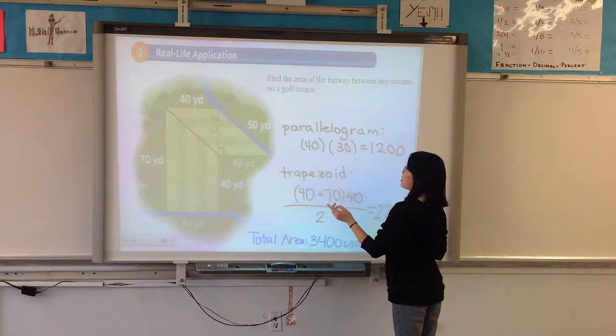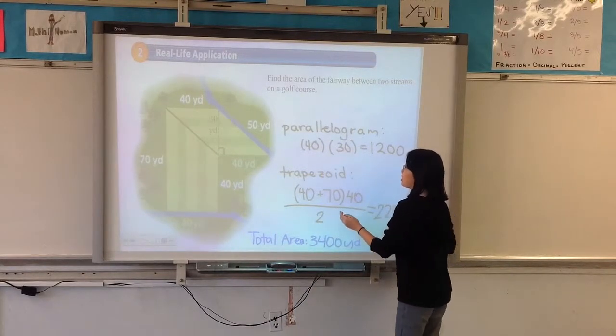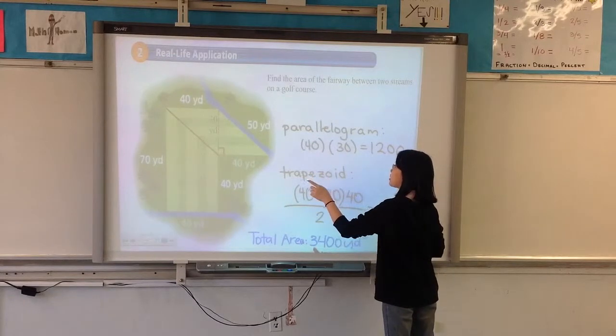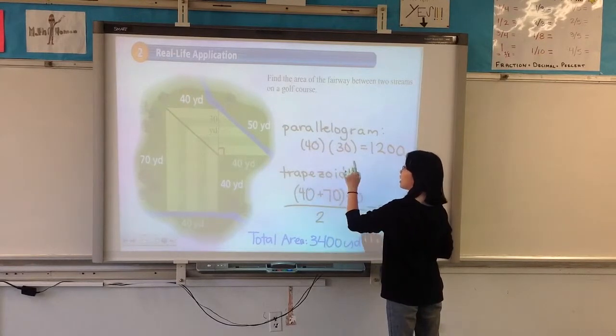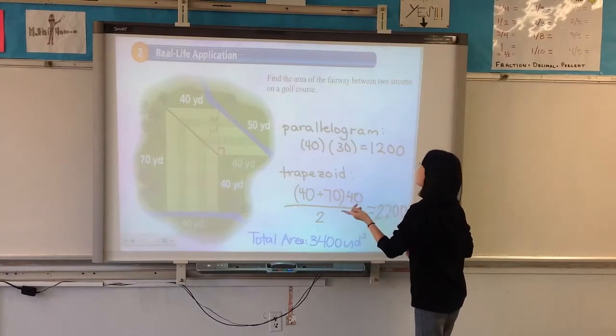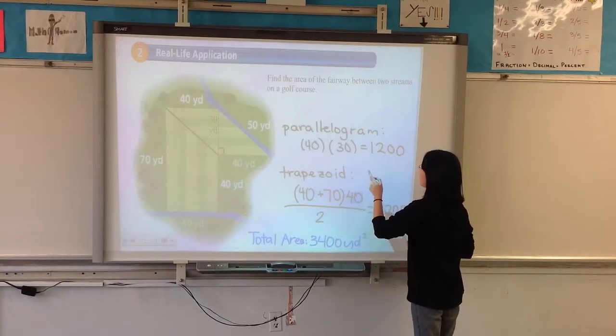I will use the area formula base times height that we just talked about, and the base of this parallelogram is 40 yards, and the height of this parallelogram is 30 yards. And if I did the math, it would be 1,200 yards squared in total.